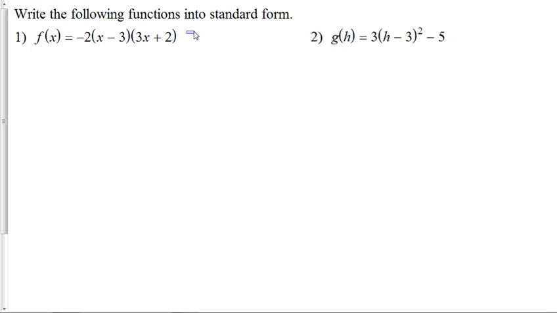This one is in factored form. And this one is in vertex form. We do the same thing pretty much in each one. There's just a little hiccup with the vertex because of that squared. What does that mean? So remember, standard form looks like this.